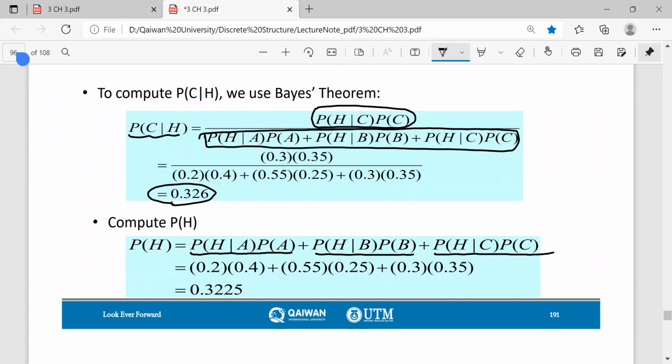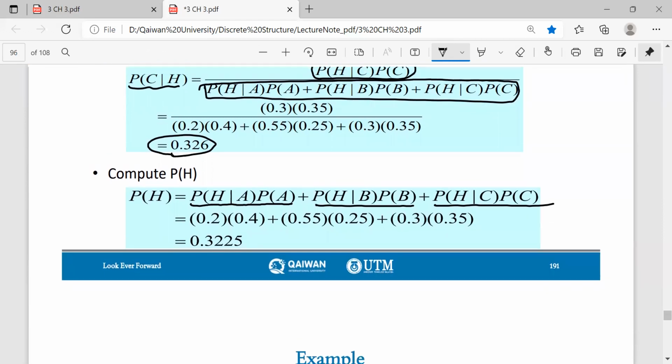0.3225. Is it difficult? It's so easy. If you just know that rule, it's easy. Do you have any question?